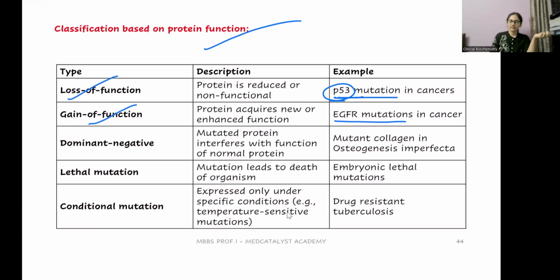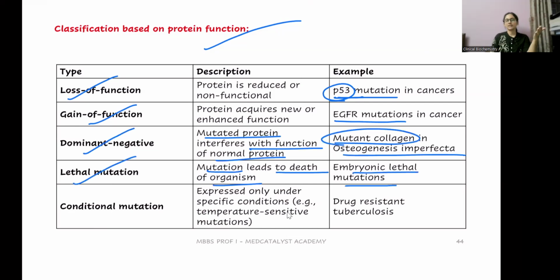Then dominant negative means the mutated protein will interfere with the function of a normal protein. You have, in osteogenesis imperfecta, mutant collagen. Lethal mutation is a mutation that leads to death of an organism. So embryonically, if there are lethal mutations, it will lead to death of the fetus.